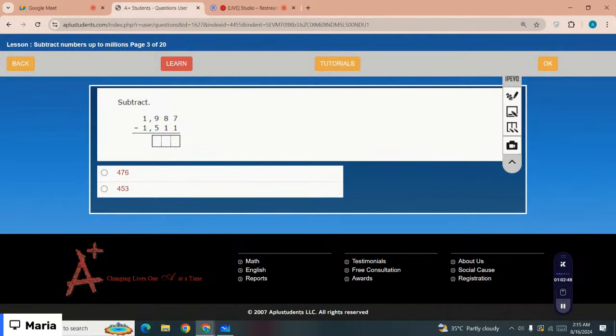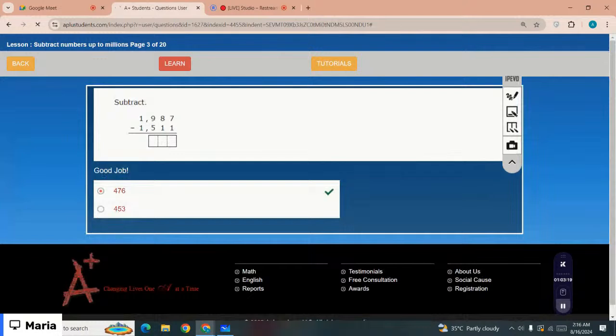Which option is the correct one? No one is answering the questions I am asking. That is option number one. Very good. 476 is the correct option. Option number one is the correct option. Very good.